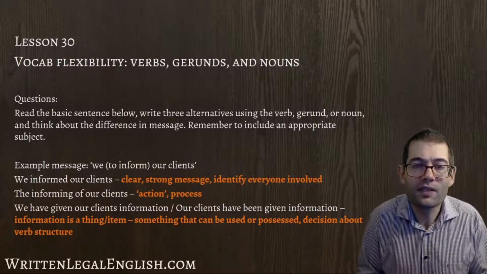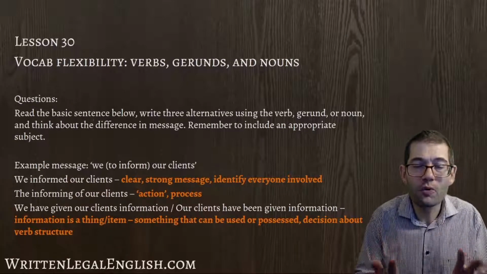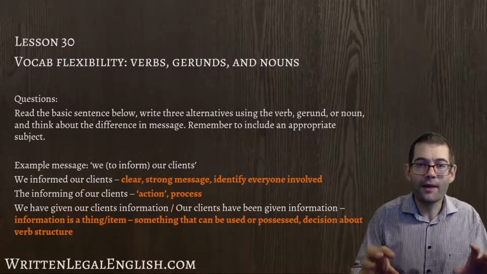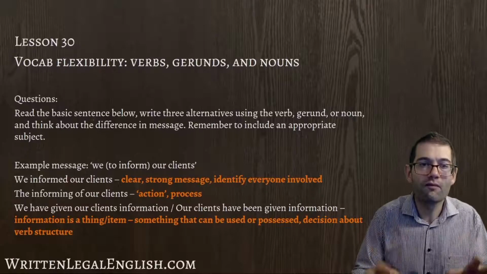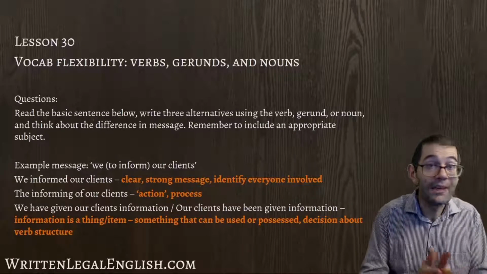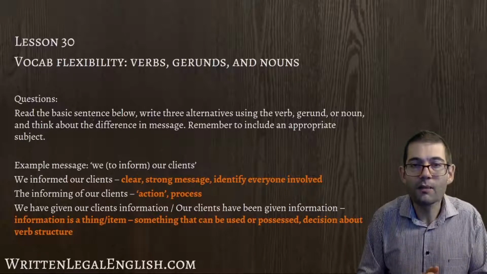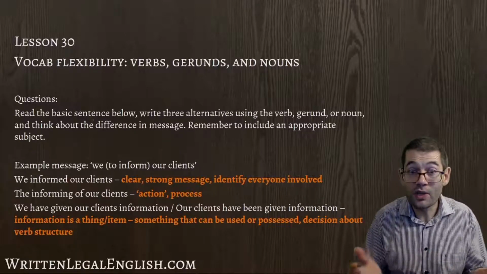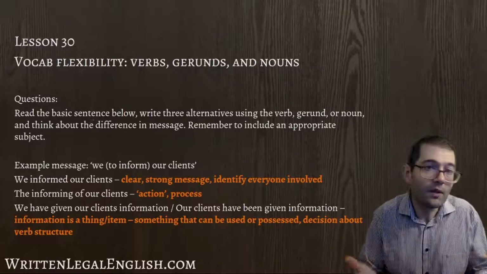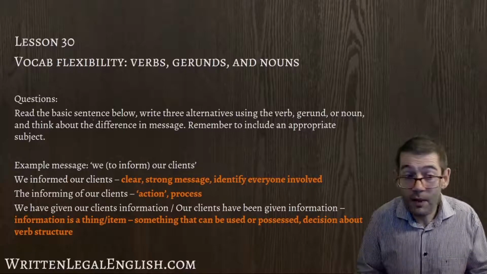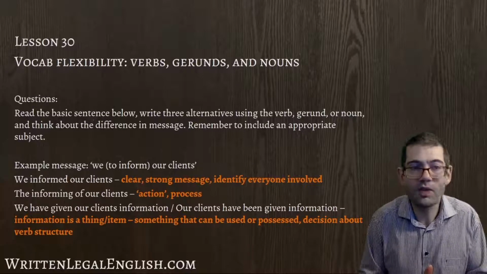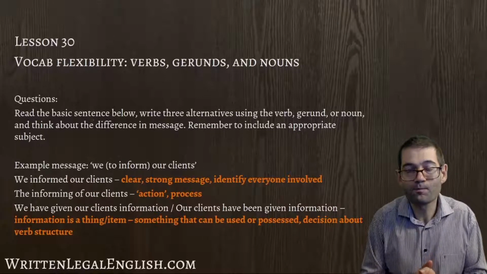And so the aim of this exercise is really just to push your skills, and hopefully give you realistic vocabulary to use to make you think differently about your writing. So for an example, I'm going to give you a sentence like this: we to inform our clients, and then come up with alternatives. We informed our clients, the informing of our clients, we have given our clients information.